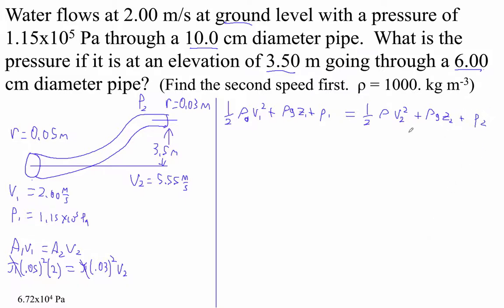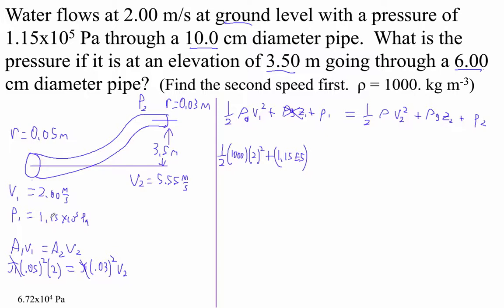When I get a lot of writing on the screen, this pen slows down. Let's see, where are our zeros? I think the only zero we've got is that Z1 is going to be 0, right? Where we start at the ground level. So now I think we've got everything. We're going to go 1/2, it's water, so it's 1,000 times 2 squared, plus 1.15 E5.